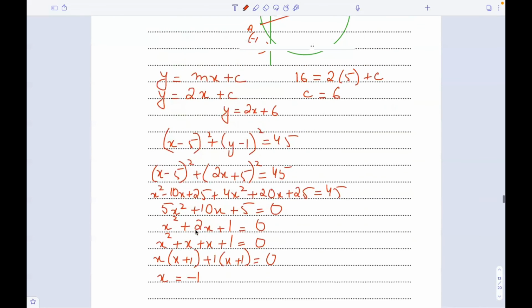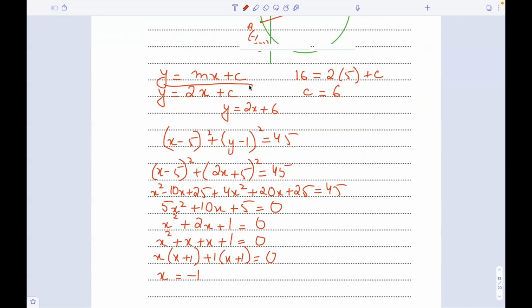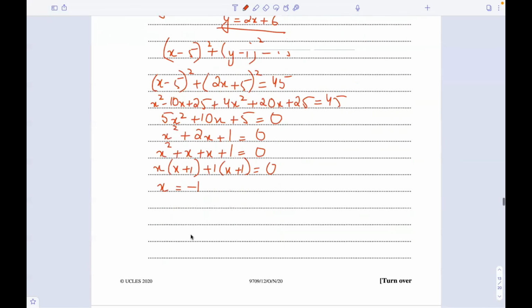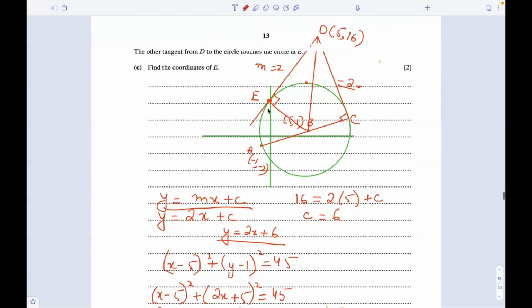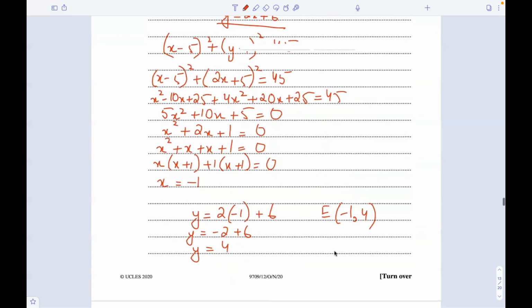And to get the y coordinate, we can just substitute into the equation y = 2x + 6. Substituting x = -1, we get -2 plus 6, which is +4. So the coordinates of E are -1, 4. And as we had already drawn the diagram, we can roughly see that the y value is positive and the x value is somewhat negative. So the coordinates of E are -1, 4.